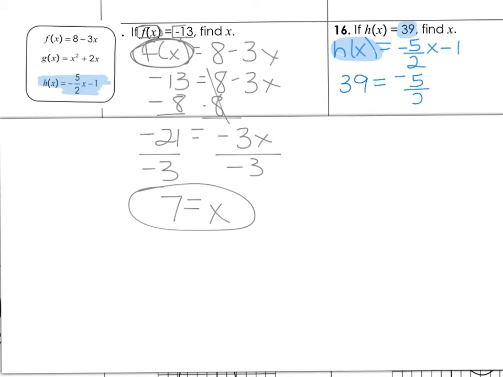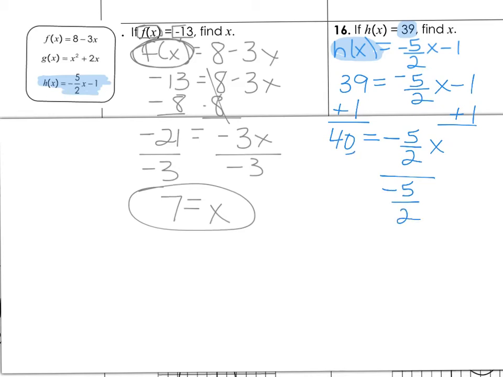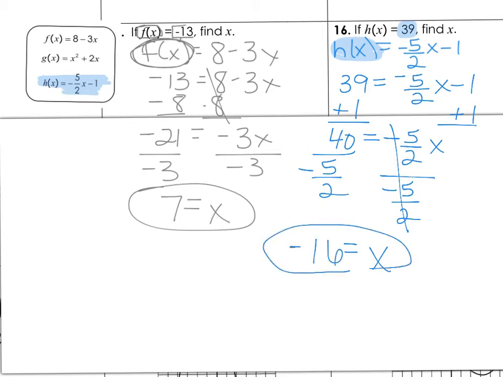From here, I'm going to solve for x. So I'm adding 1 to both sides. It's going to give me 40. Divide both sides by -5/2. Those cancel. X equals, and in your calculator you can do 40 divided by -5/2, and you should get a -16.